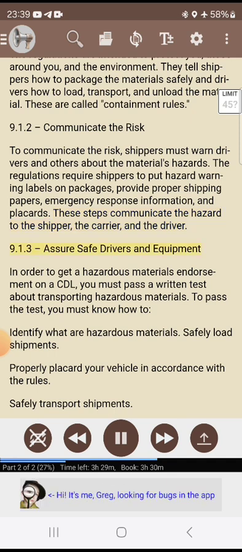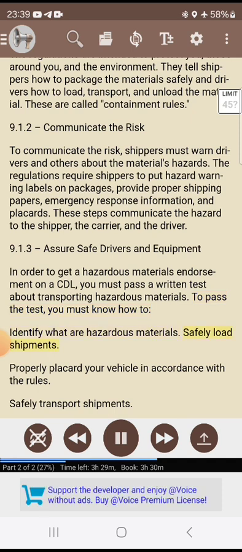9.1.3 Assure safe drivers and equipment. In order to get a hazardous materials endorsement on a CDL, you must pass a written test about transporting hazardous materials. To pass the test, you must know how to identify what are hazardous materials, safely load shipments, properly placard your vehicle in accordance with the rules, and safely transport shipments.